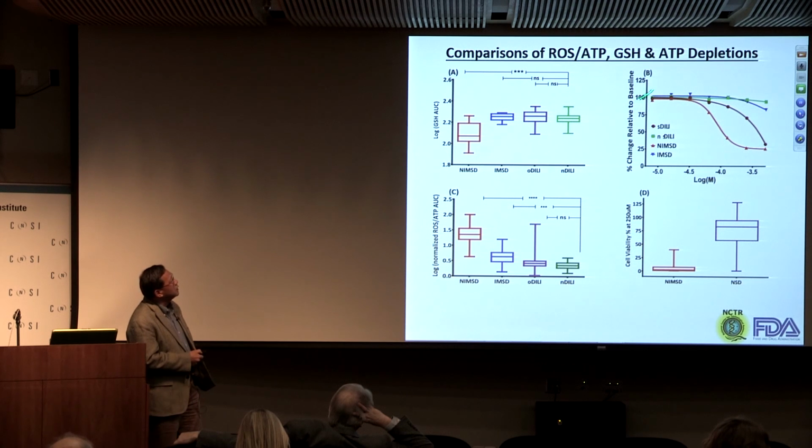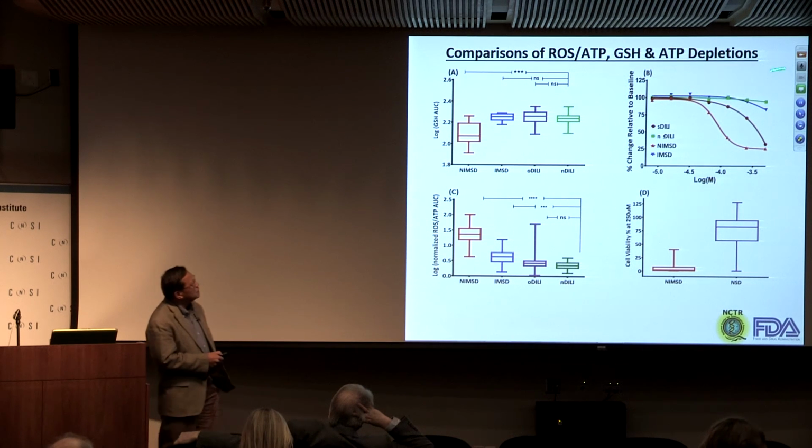And also, we compare the ROS and the GSH. So the GSH is here: non-immune-mediated severe DD, immune-mediated severe DD, overall DD and non-severe DD. You can see that for the GSH, only the non-immune-mediated severe DD has a statistical difference from the other groups.